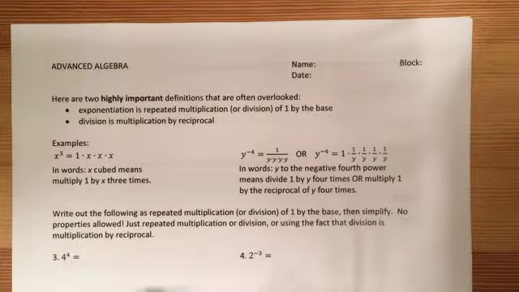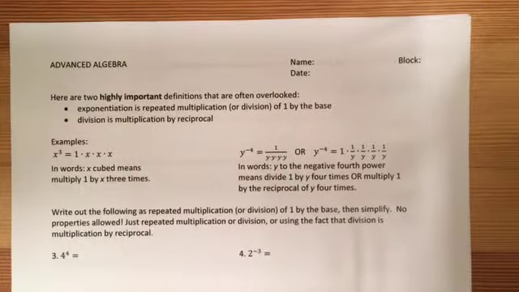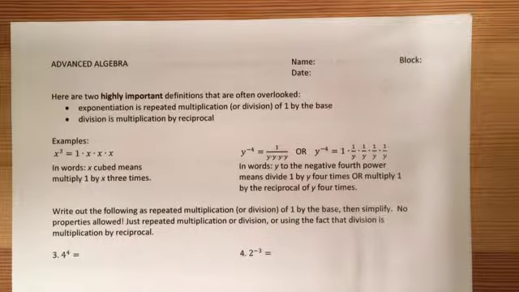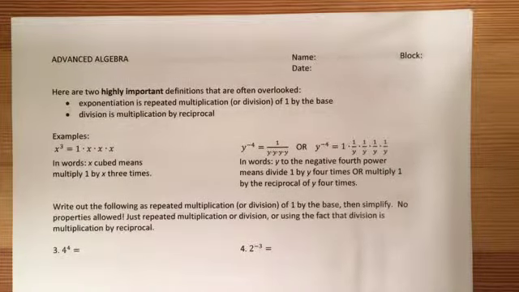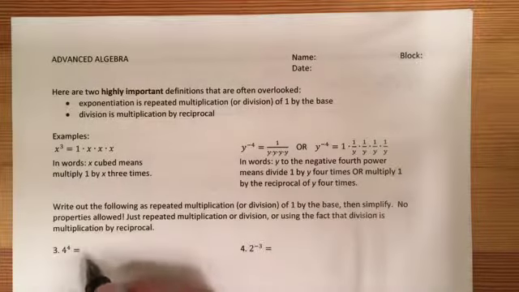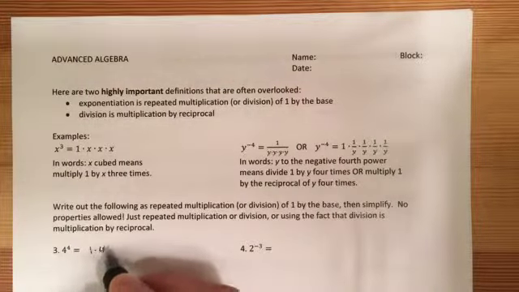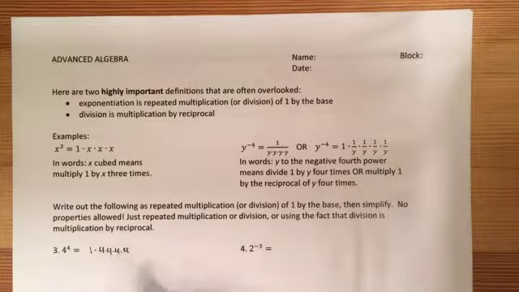doing both. So it says write out the following as repeated multiplication or division of 1 by the base, then simplify. No properties allowed, just repeated multiplication or division. We're using the fact that division is multiplication by reciprocal. So for 4 to the fourth, well, that should be 1 times 4 times 4 times 4 times 4. And that, of course, is 1 times 16 times 16, which is 256.